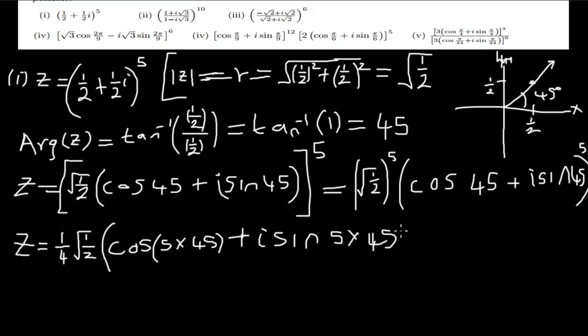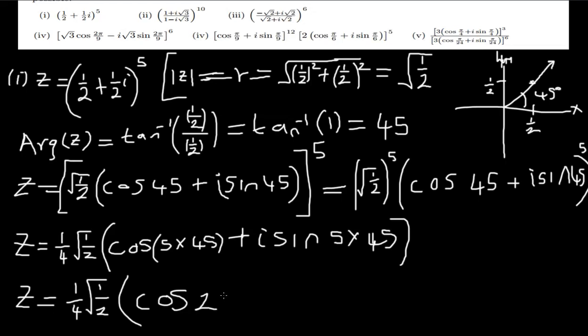Write it properly. Oh yeah, 5 times 45. So finally the answer we're going to have is 1/4 the root of half, then open brackets, cos 5 times 45, you get 225, then plus i sine 225 again.